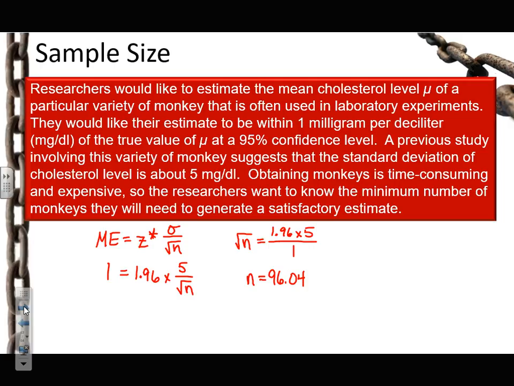So we need a sample size of about 96.04, but we can't collect 0.04 of a monkey, so we would need to go to 97. Okay, so our sample size would need to be 97 to reach our goal. Okay with that? All right.